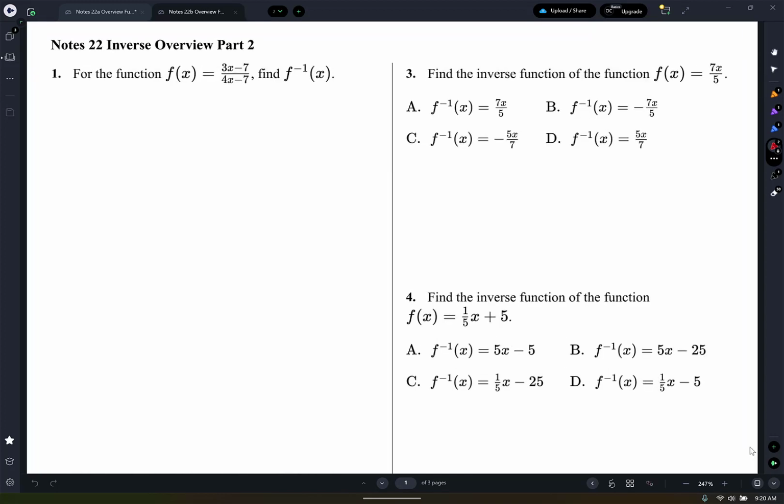All right, so hopefully you guys didn't have any issues with inverses of logs and inverses. If you did, please come see me, guys.